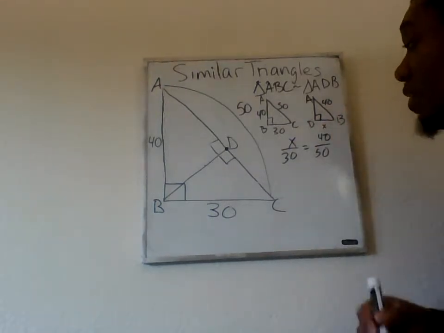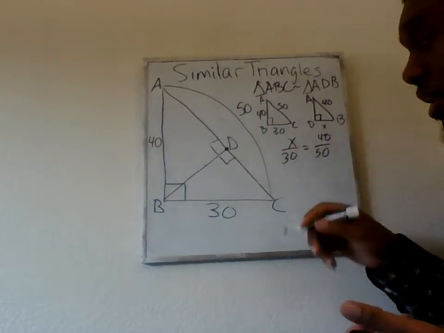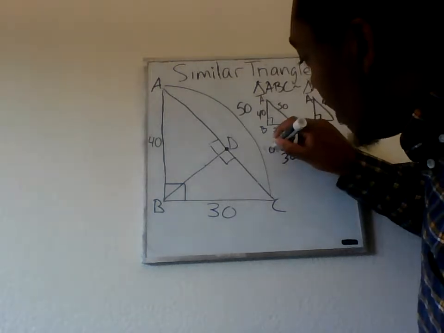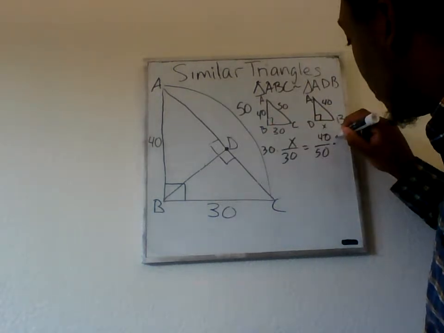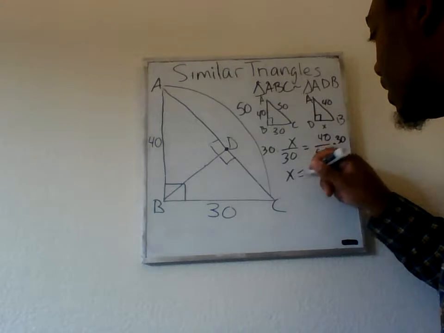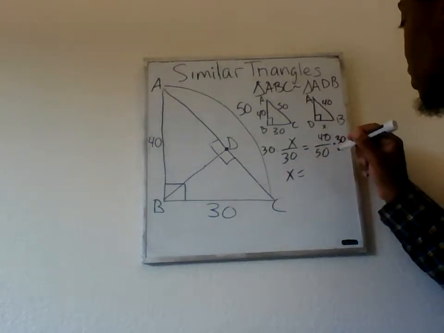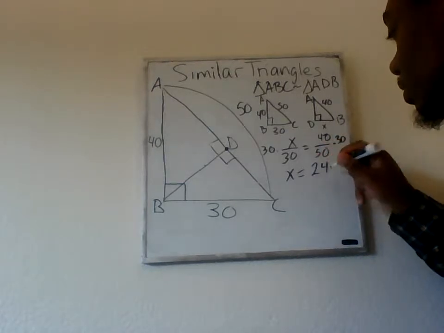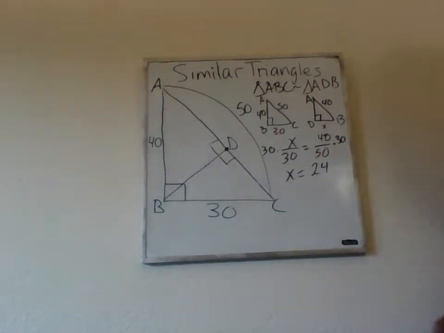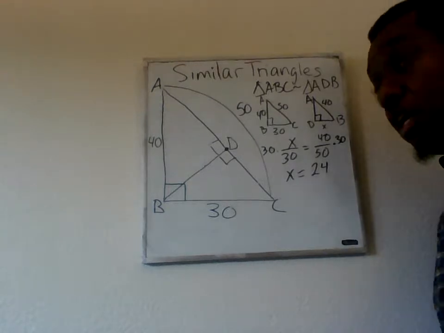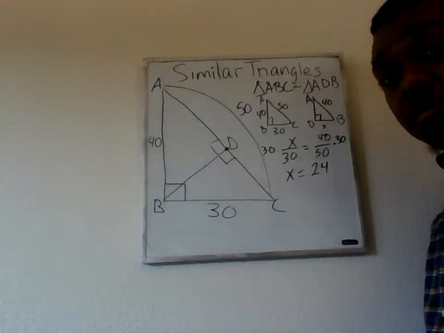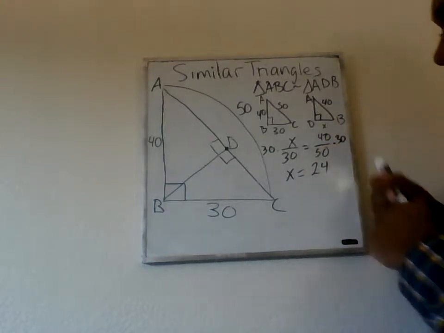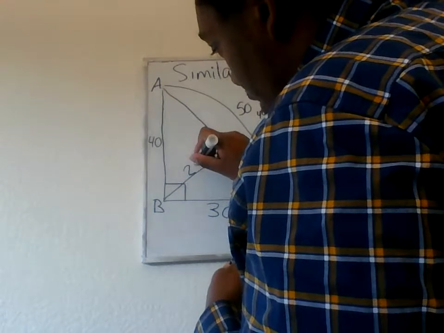Okay, well, if I do that and I solve for X, how would I solve for X? Oh, I multiply both sides by 30. And if I multiply both sides by 30, I end up with X equals, I get 120 over 5, or I get 24. Okay? So we end up with X equaling 24. That's kind of cool. So we did know that BD has a measurement of 24.